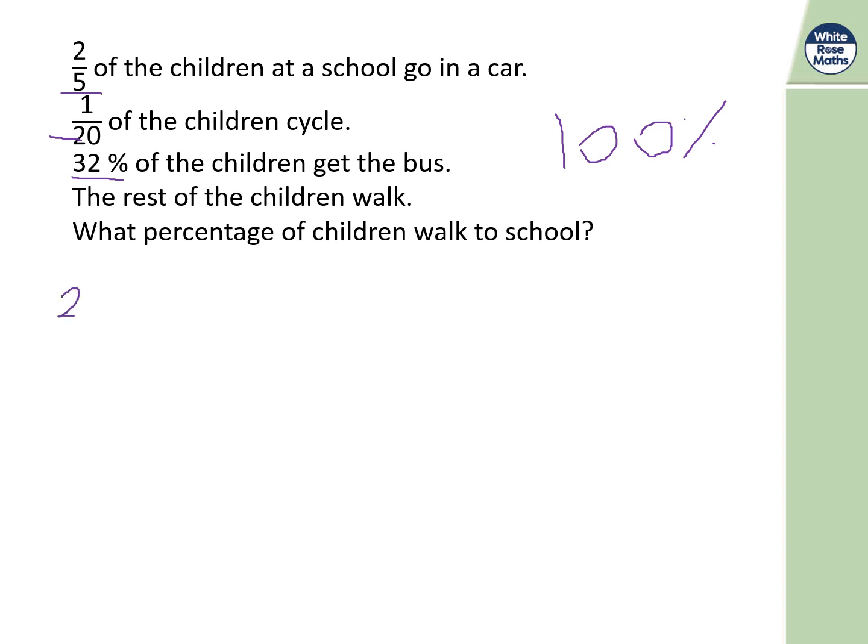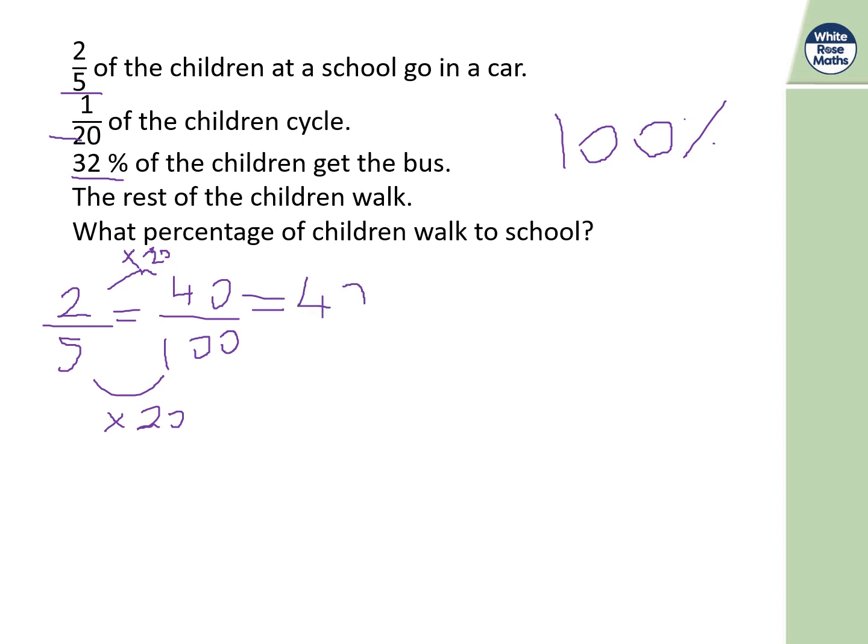So 2/5, hopefully you're happy. That's going to equal something out of 100, so times top and bottom by 20. 2 times 20, so 2 lots of 20 is equal to 40, guys. That's 40 hundredths, which is equal to 40%. Remember, guys, the key takeaway from this video is a percentage means per 100. It means out of 100.